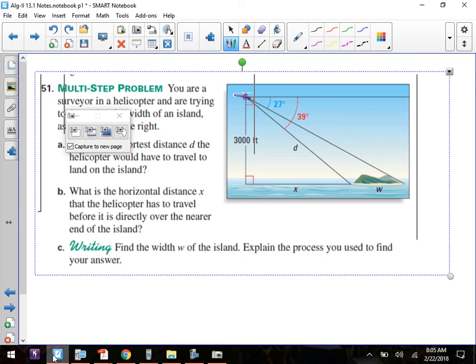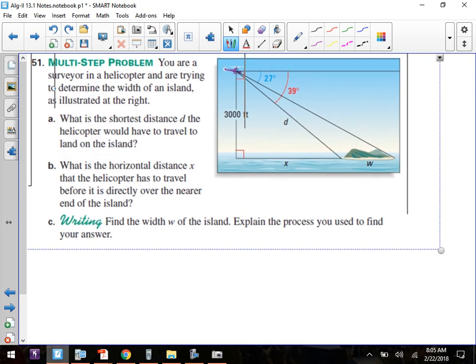PDF file, and I usually just assign the problem, but over the course of going through this problem a lot of times, it's easier to help explain it and how to understand what problems like this are talking about. Now, I know this is a lot of words here, and I apologize. We had a department meeting this morning. I didn't get a chance to make a copy of this. This is on the PDF of 13.1. But what it's saying here is that you're in a helicopter, and you're a surveyor in a helicopter, and you're trying to determine the width of an island, illustrated at the right.